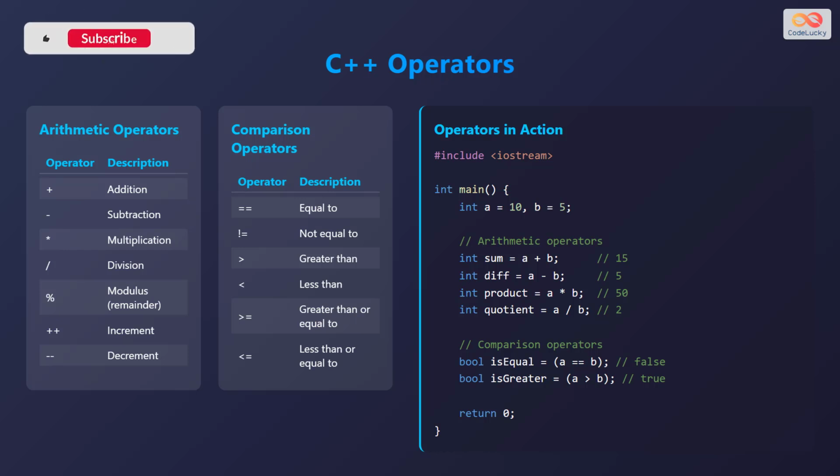Here's an example of operators in action. We declare two integer variables, a and b, with values 10 and 5 respectively. We then use arithmetic operators to calculate the sum, difference, product, and quotient of a and b. We also use comparison operators to check if a is equal to b, and if a is greater than b. The results of these operations are stored in variables.